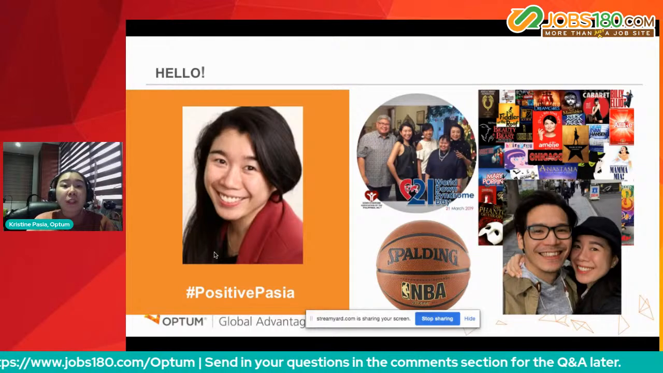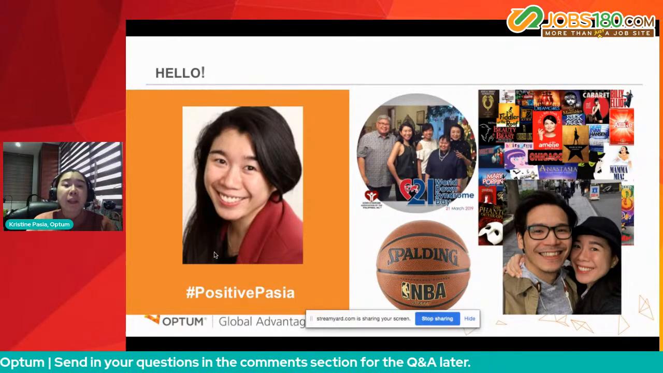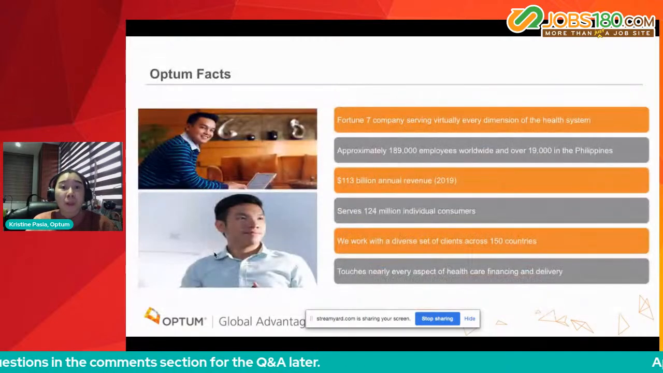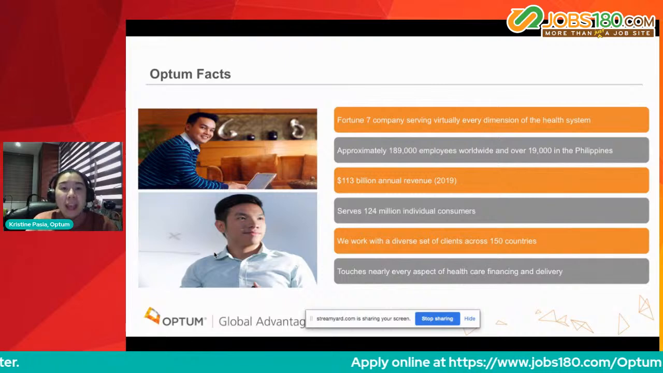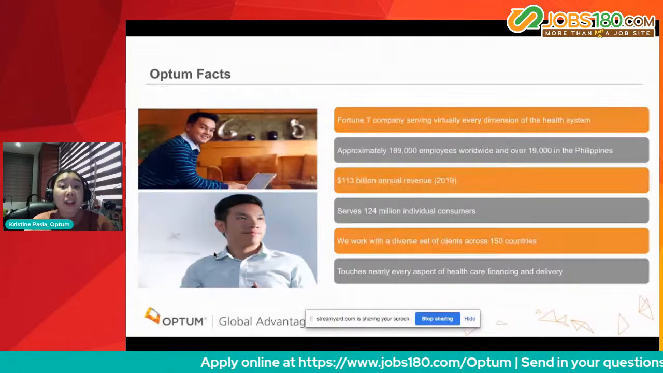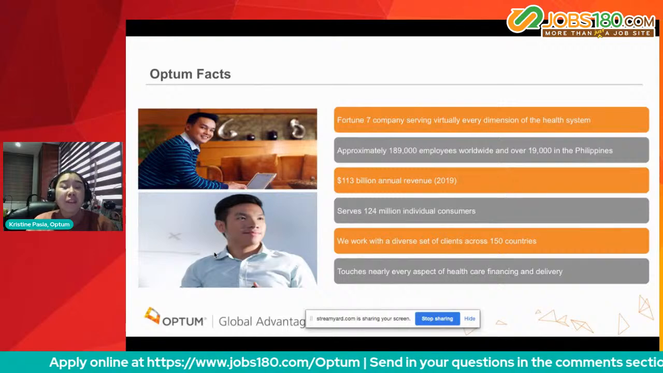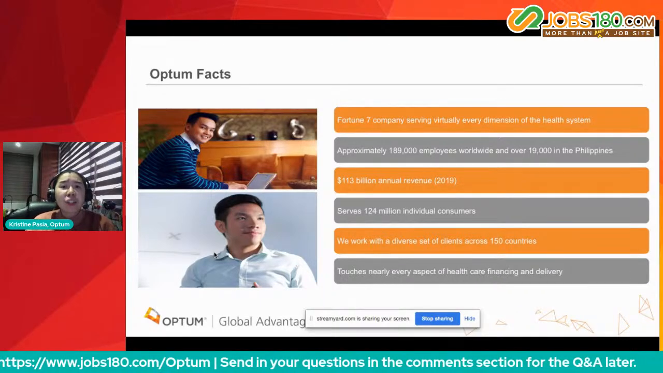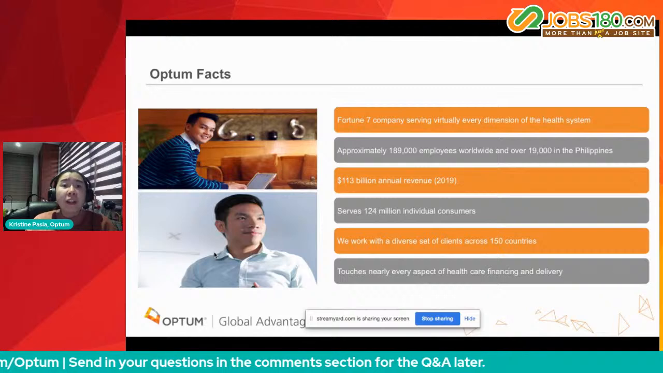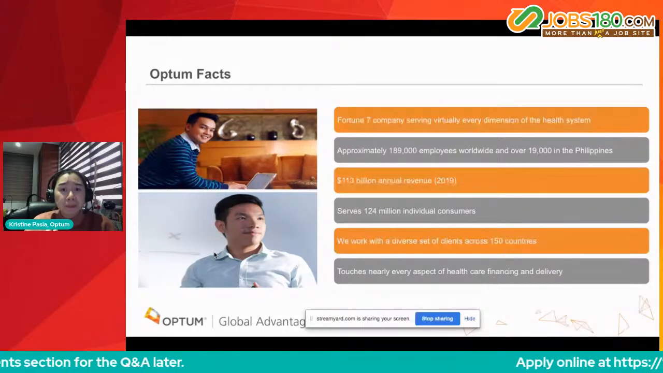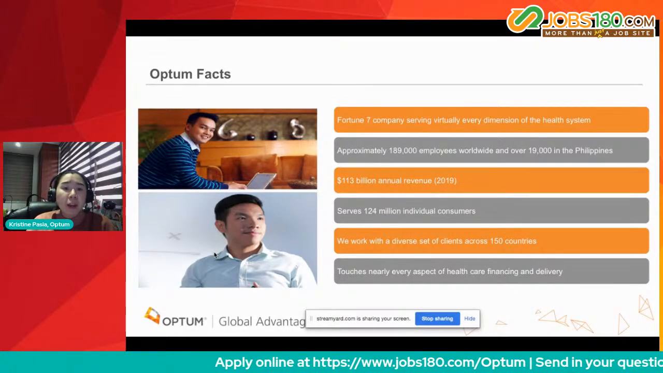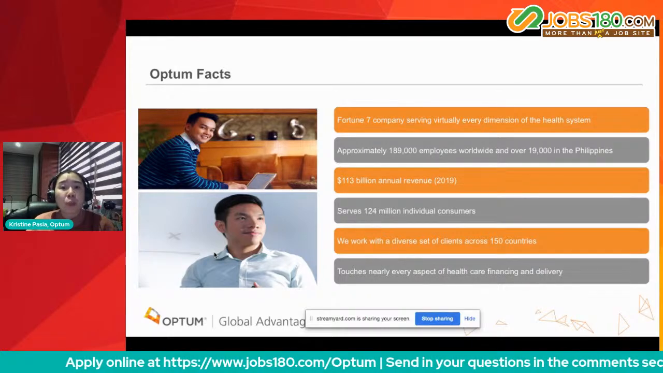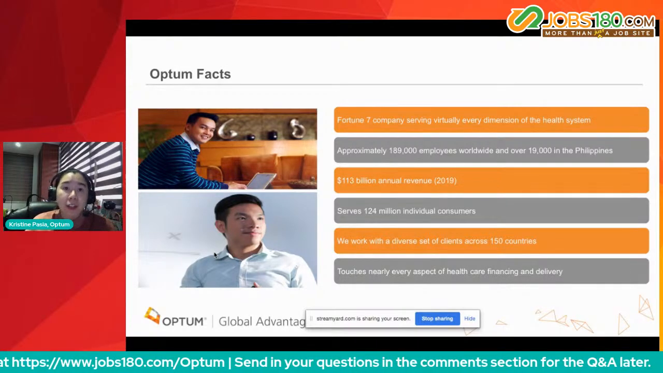Before I get into my topic on motivation and productivity, I'd like to speak about the company that I work for, which is Optum Global. Optum is the number one healthcare company in the United States. We currently rank not anymore Fortune 7, but Fortune 5 in the Fortune 500. It just shows that we are in this rank because we make sure that we give our customers the best support in their healthcare. We are currently almost 200,000 employees worldwide and already over 20,000 in the Philippines.